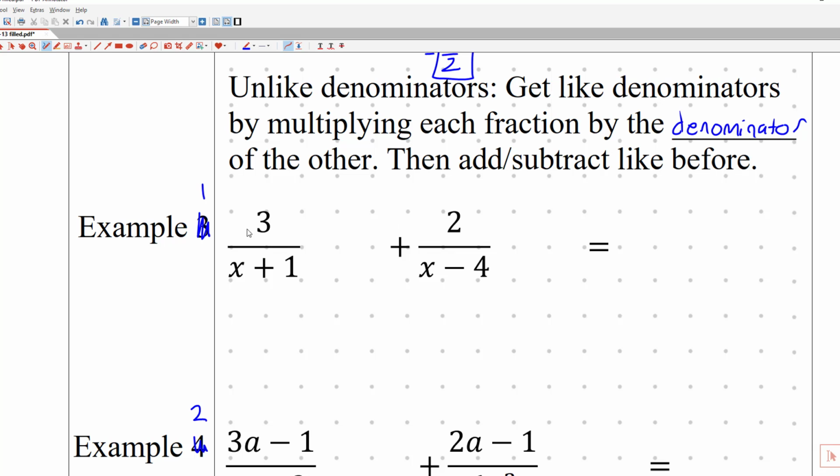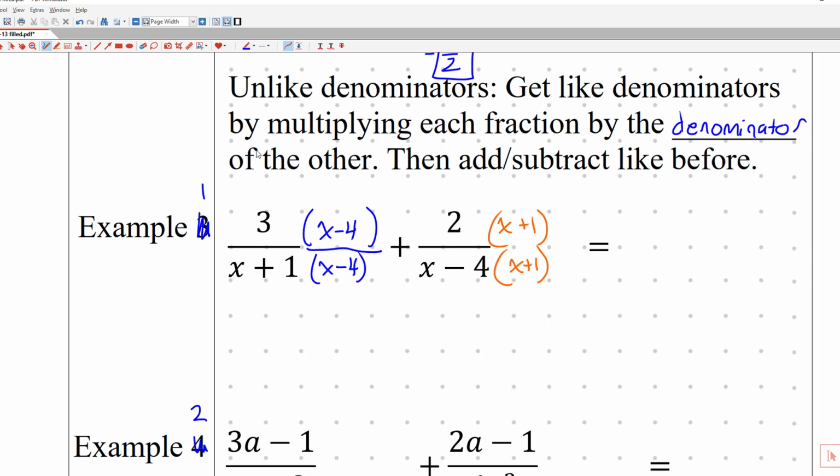Obviously we can't add these two fractions because these are not the same terms, the different binomials. So I'm going to multiply this left fraction by the denominator of the other fraction. It's going to be x minus 4 in the numerator and x minus 4 in the denominator. And then for the second fraction, I have x plus 1 down here, so I'm going to multiply by x plus 1 and x plus 1.